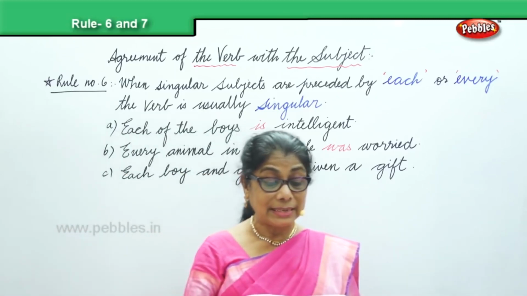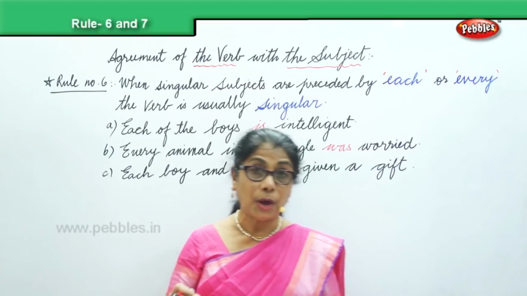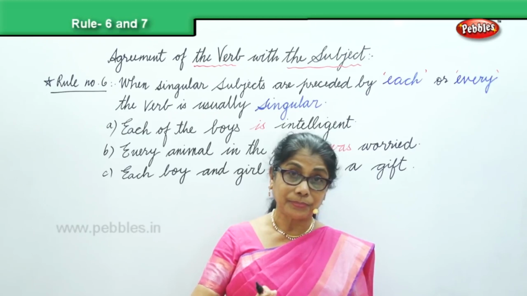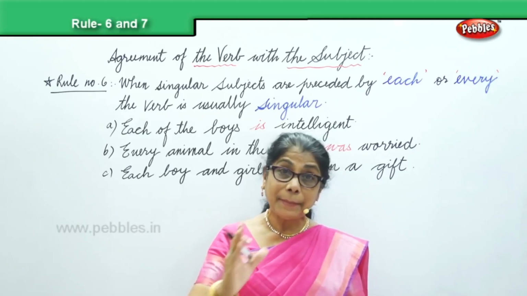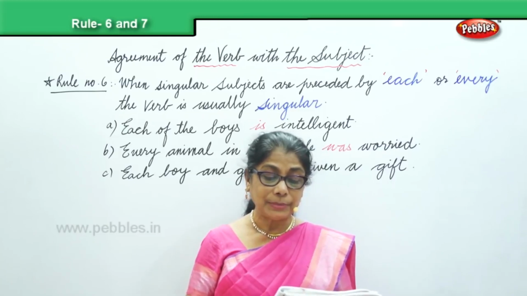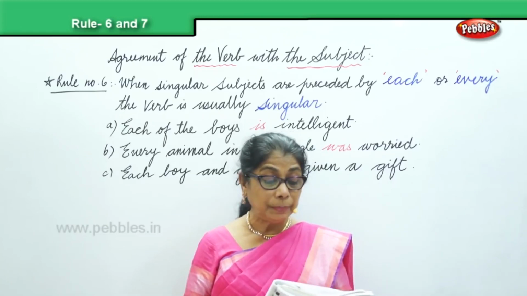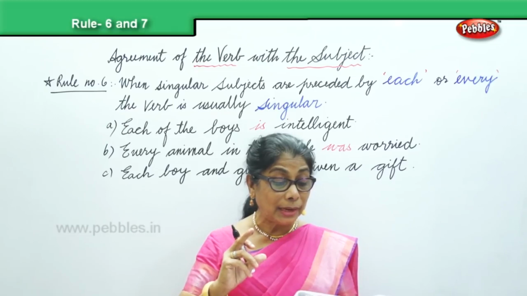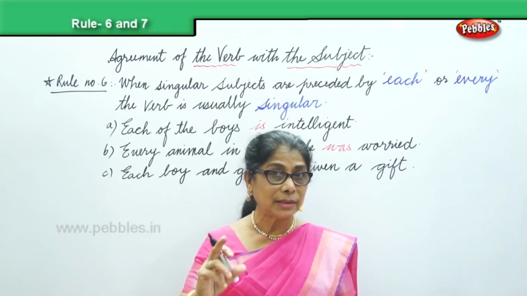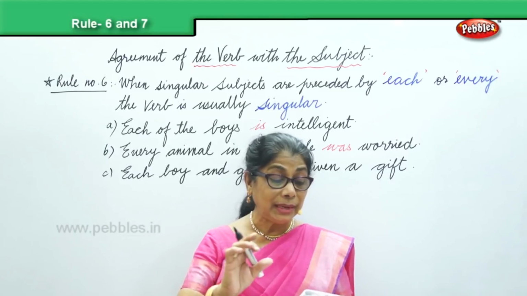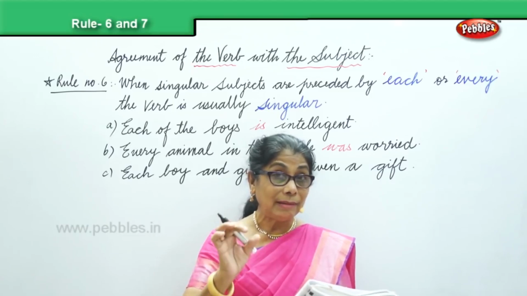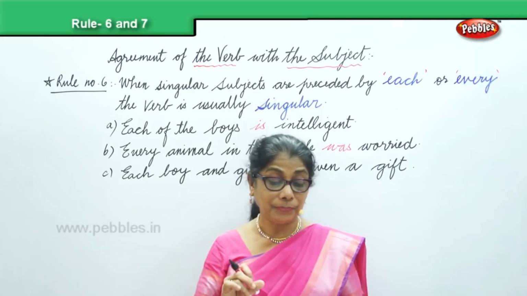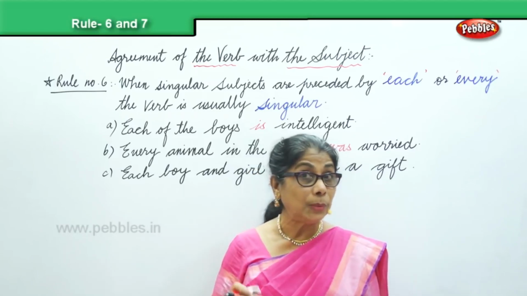Rule number 7 says, when a plural noun comes between a singular subject and its verb, the verb should not agree with the nearest plural noun, but with the real subject. So when a plural noun comes between, we have to find out the real subject.